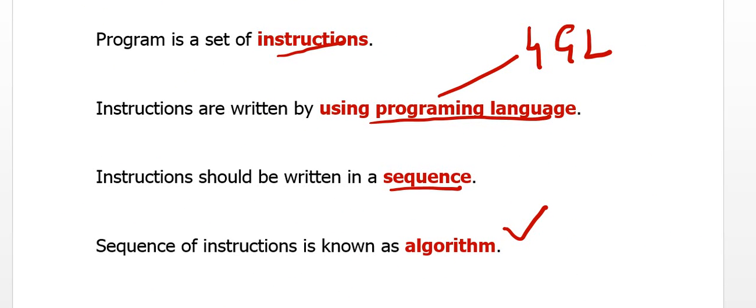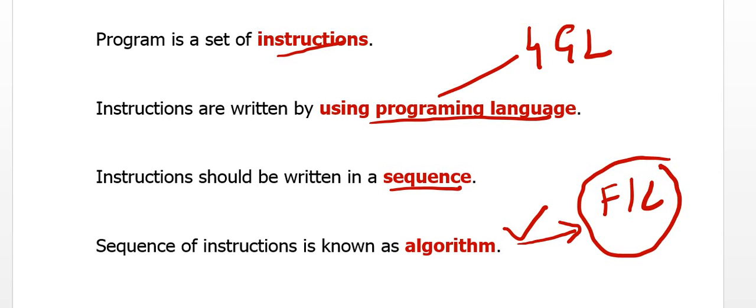And sometimes this algorithm is shown diagrammatically in the form of a flow chart. So whenever you are drawing a flow chart, what are you trying to draw? You are trying to draw the sequence of the instructions. You are just trying to write down the instructions in a diagrammatic manner. So this is how we are having the concept of software.